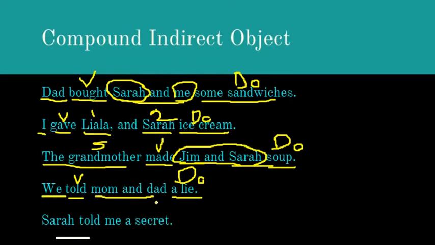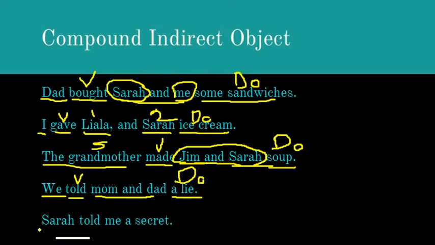Therefore, compound indirect object is similar to compound direct object. As I have given examples in my last video that a direct object may be a compound of two or more objects. In the same way, compound indirect object may be a compound of two or more indirect objects.